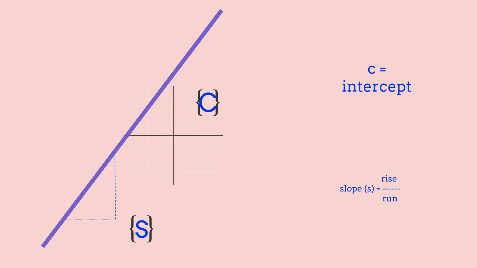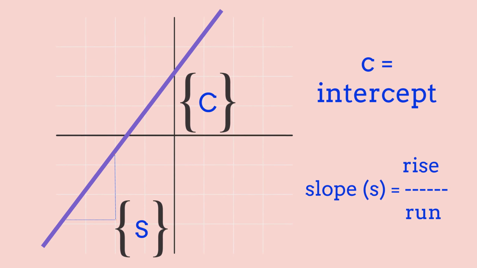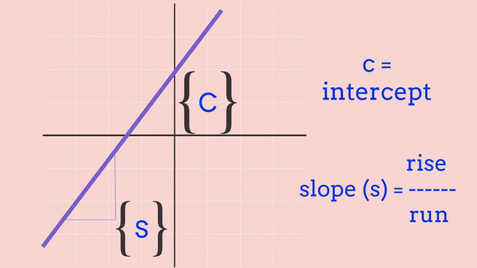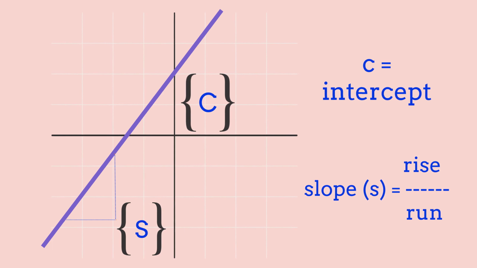I'm first going to quickly describe what slope and an intercept are. Slope is the change in y over the change in x, otherwise known as rise over run. And an intercept is a point in a graph where a line intersects the y-axis, and this is found when x is equal to 0. For example, if x equals 0 and y equals 3, then the intercept would be positive 3.